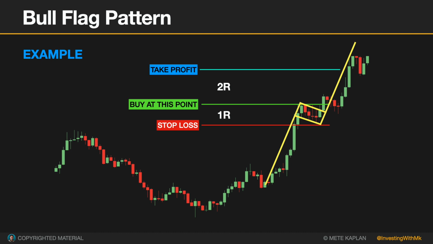Some of the flags are really small, sometimes even 1 or 2 candles, while the pole could have 10 to 15 candles sometimes. However, one specific rule is the pole cannot be smaller or shorter than the flag. That is not a bull flag pattern.